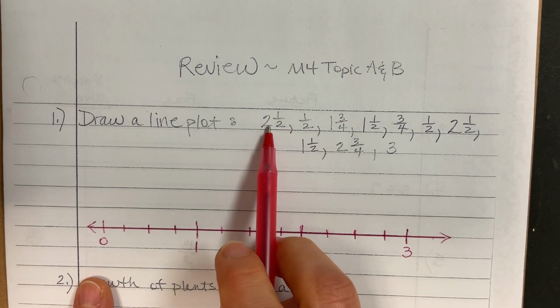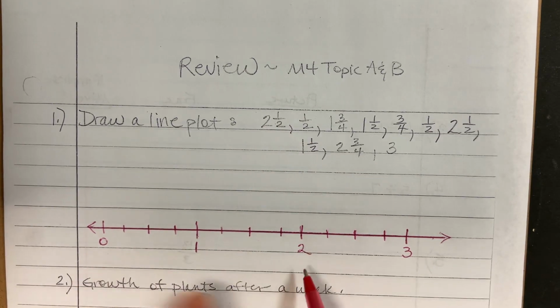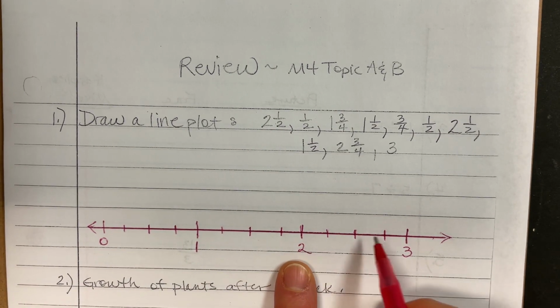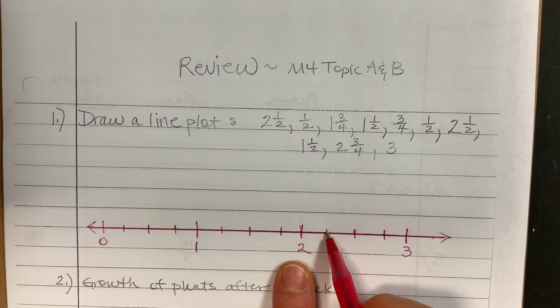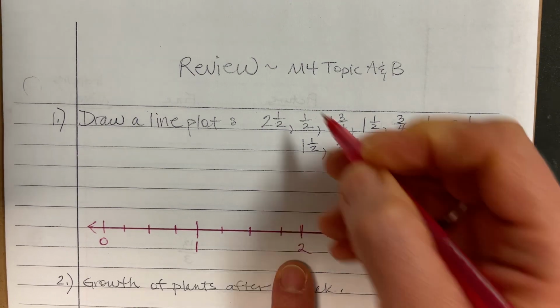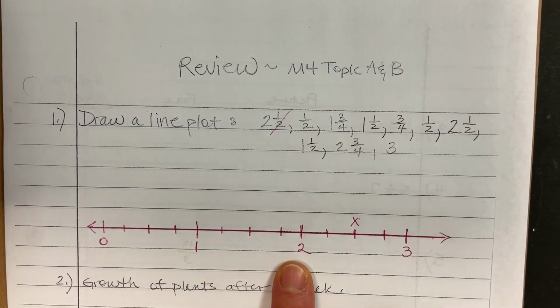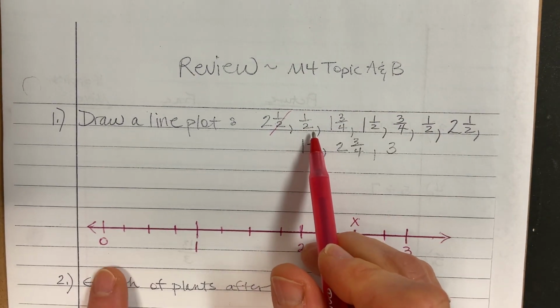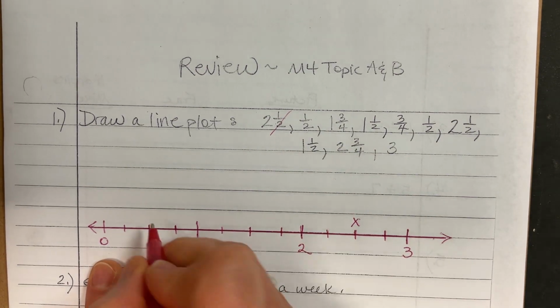Okay, so I'm gonna put an X at 2.5. So here's 2 whole. Halfway is right here. And again, that's 1/4, 2/4, that's a half. So I'm gonna put an X above that data point and I'll cross it off. I need an X above the half. So that's down here.